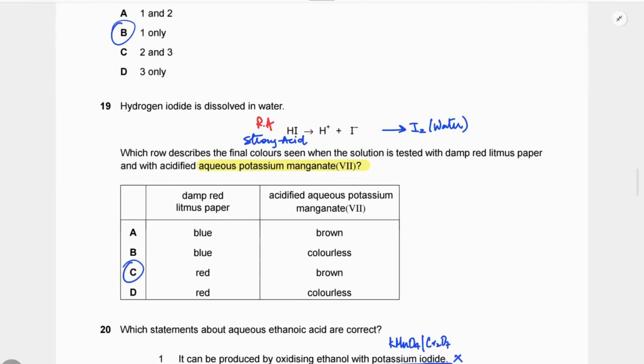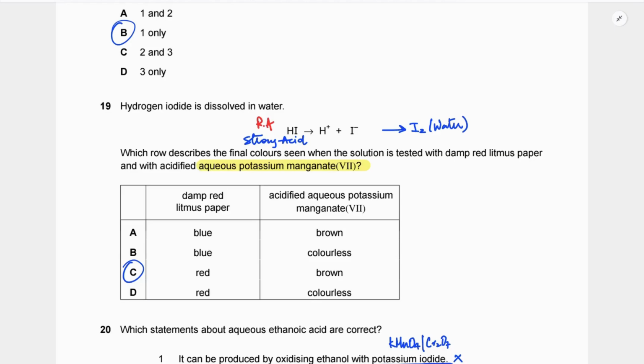Question 19. Hydrogen iodide is dissolved in water. Which row describes the final colors seen when the solution is tested with damp red litmus paper and with acidified aqueous potassium manganate? So we know that HI is nothing but a strong acid, and it is also acting as a reducing agent.